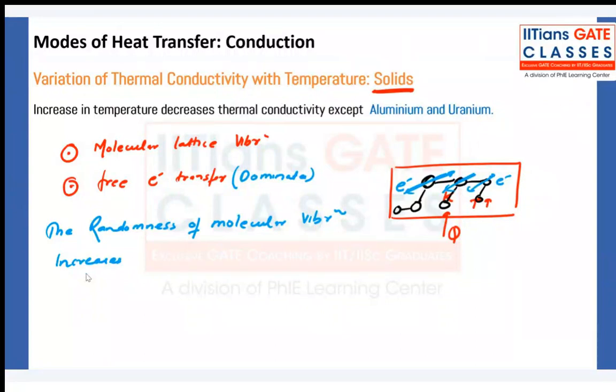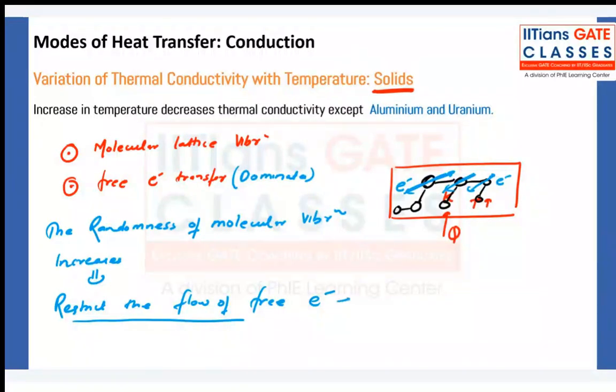And because of the random vibration, what will happen? They restrict the flow of free electrons. The molecules are vibrating so vigorously, so randomly, that they are not even allowing the electrons to flow from one place to the other. So it will restrict the heat transfer because of this. It will reduce the heat transfer because of this.